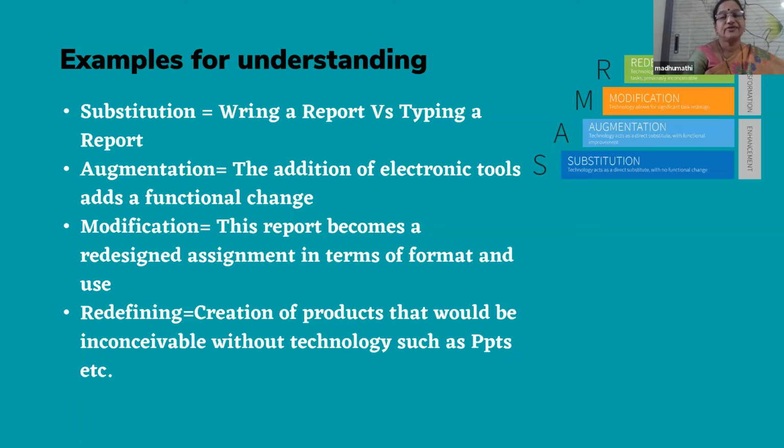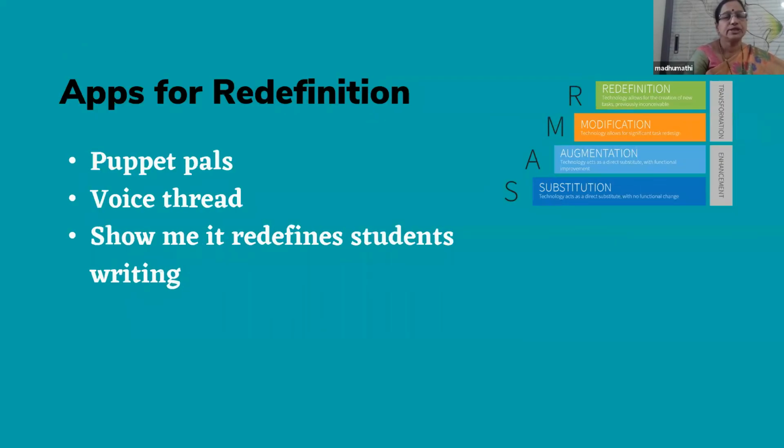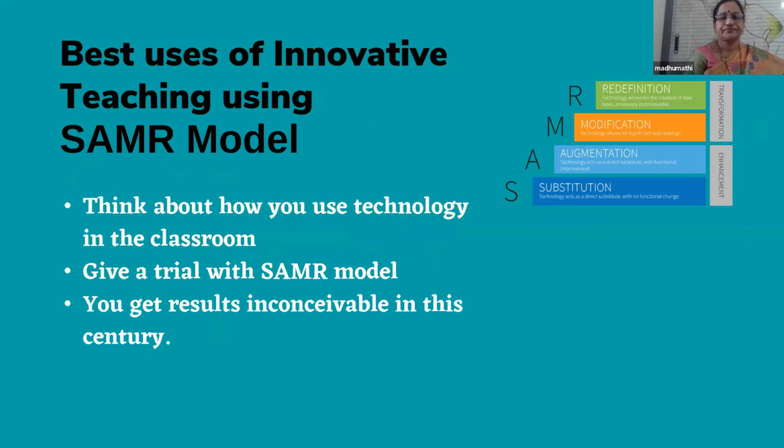Then, examples of understanding. As I told you, substitution is if a letter is asked to write or read, then the student is made to write. Let me show the letter, and these are the apps that are used as I showed you in the model.